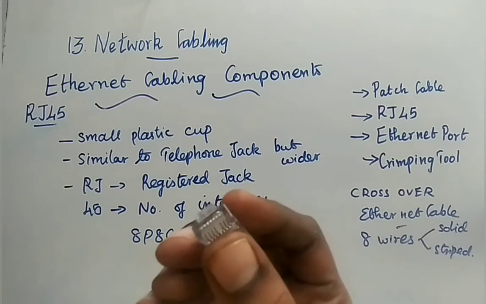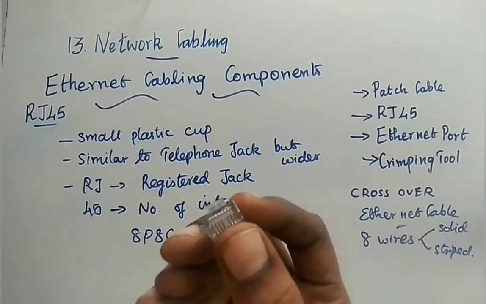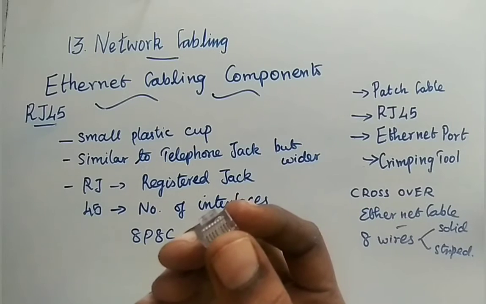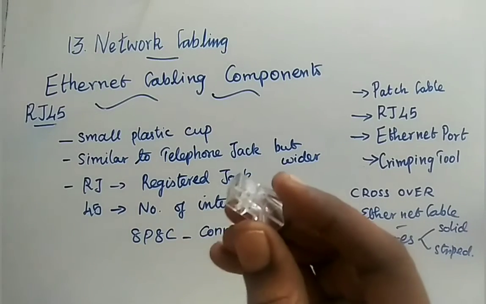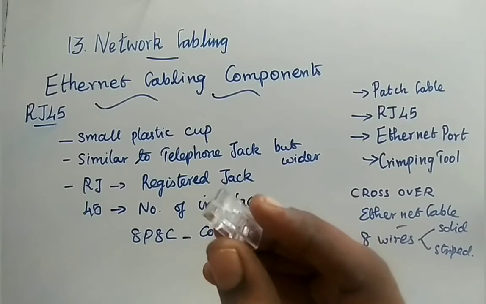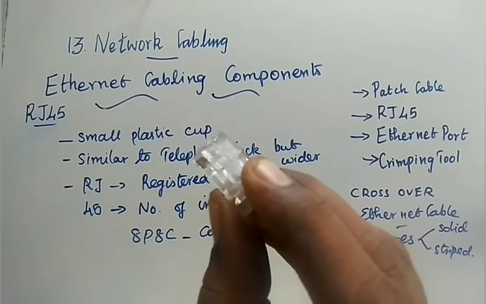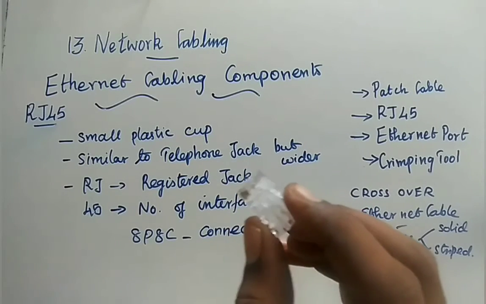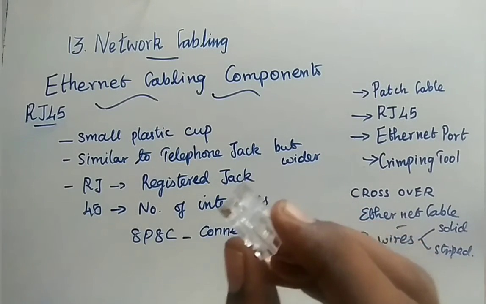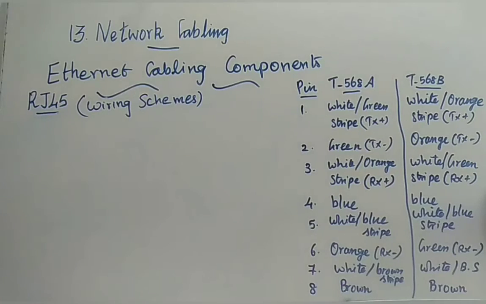So here it is going to have 8 positions. Yes, pin-like small things you are having. At your laptop or computer end, you will be having the port, and this will be fitted inside it, so that it is going to have 8 contacts. So that is your 8P8C connector. By now we have discussed the component, your RJ45 connector. In this we have seen what it is. Now, next we are going to see the wiring scheme.